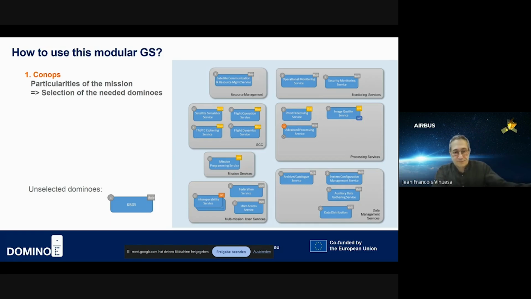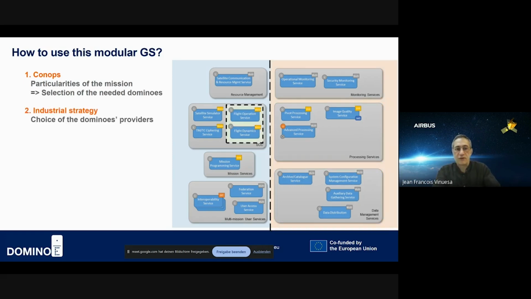So next slide, please. Based on this ConOps, you have selected some dominoes, and then you need to go through the industrial strategy. You are going to decide which domino you are going to outsource or subcontract, and which one you're going to keep in-house. The cut of the dominoes can be at domino level, but it can also be at subsystem level. You can decide to subcontract almost everything, like ESA is doing for the Copernicus ground segment. Basically, the PDGS, the payload data ground segment production, is owned by another company.